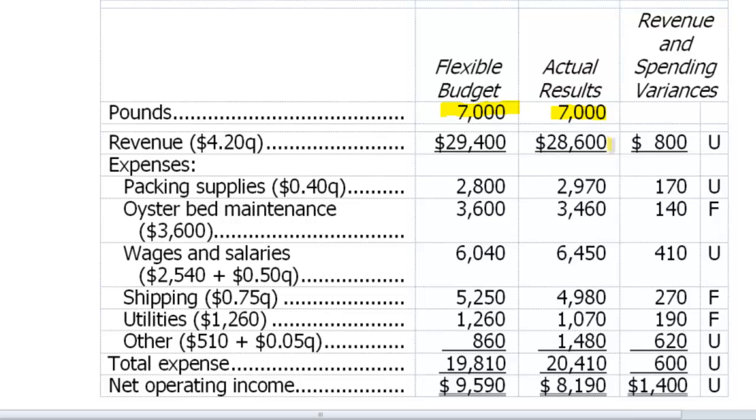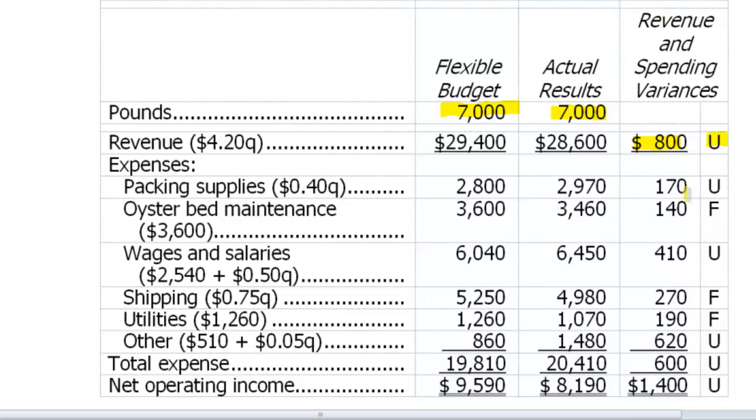The revenue is actually 28,600. We had planned on it being 29,400. This is an unfavorable variance because the actual results that we had at 7,000 pounds is less than what we would have expected based upon our original calculations at 7,000 pounds. So that difference of 800 is an unfavorable variance. This is something that we need to be concerned about. If we expected to have revenue equal to $4.20 per pound, how come it came in less than that?